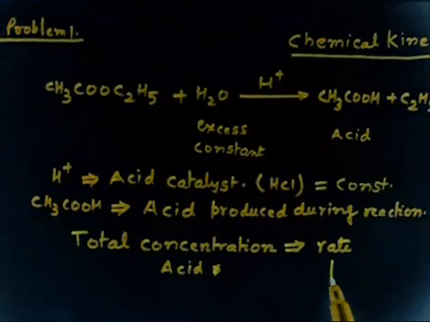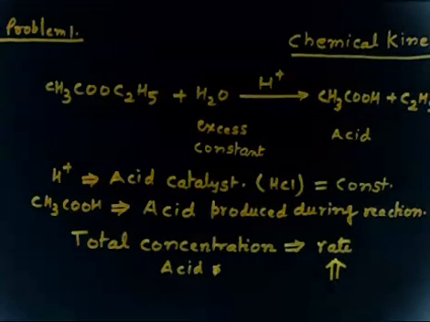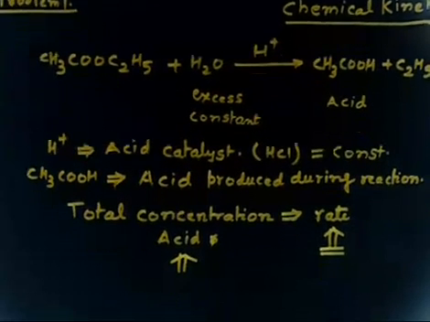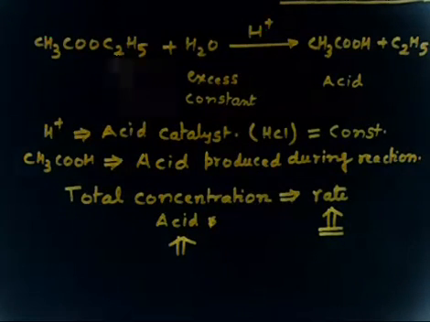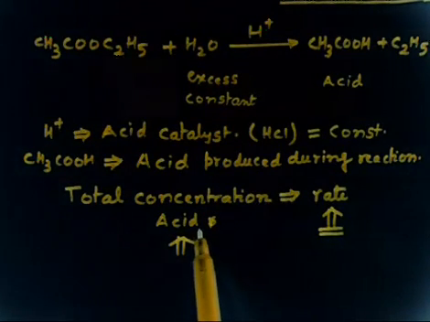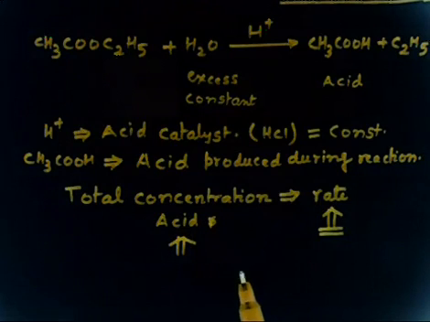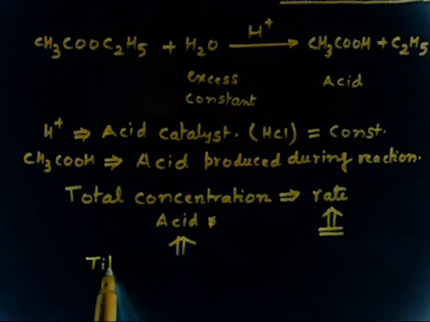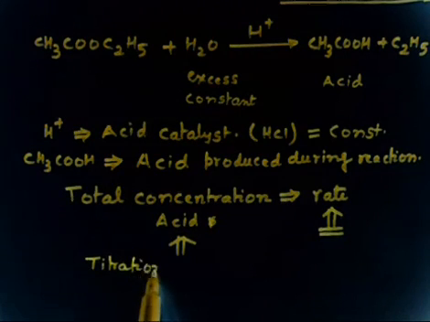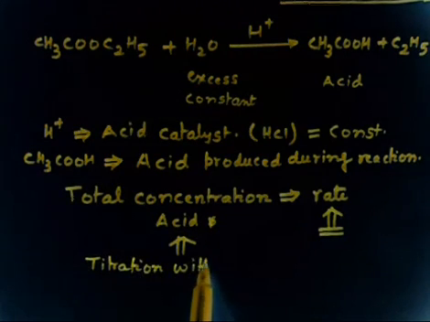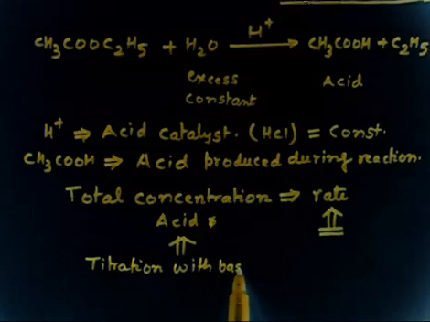But how can I find the rate? How can I find the total concentration of acid? So I know the rate if I know the total concentration, but how will I find the total concentration of acid? Anybody, any idea? What I can do is take the acid and titrate it with base. So titration with base.